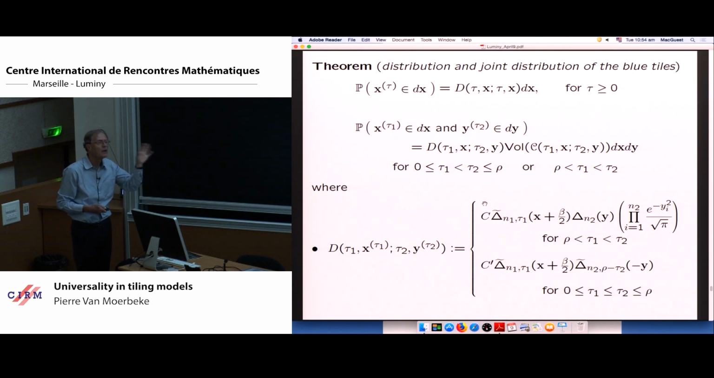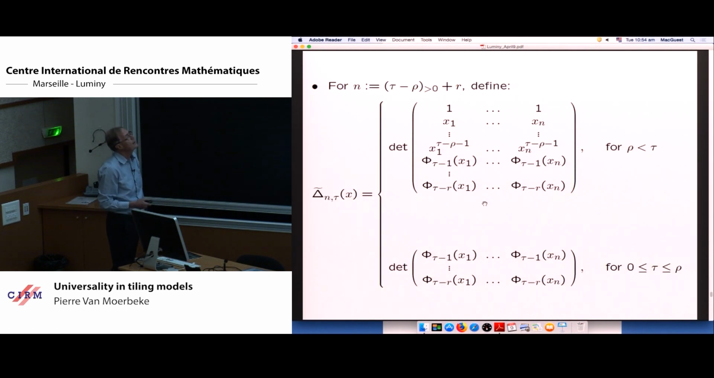So I want to give you a little idea of what this really is. Those deltas are things like that. They are determinants of something which tries to be a Vandermonde, but then at some point there's a function phi which appears. And in the other case, when you are inside the strip, then it is all phi-like.